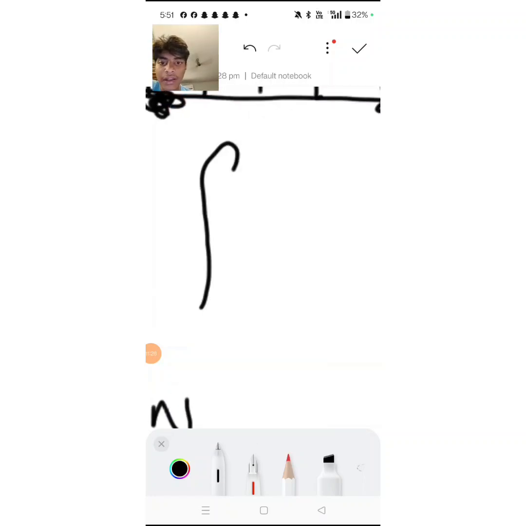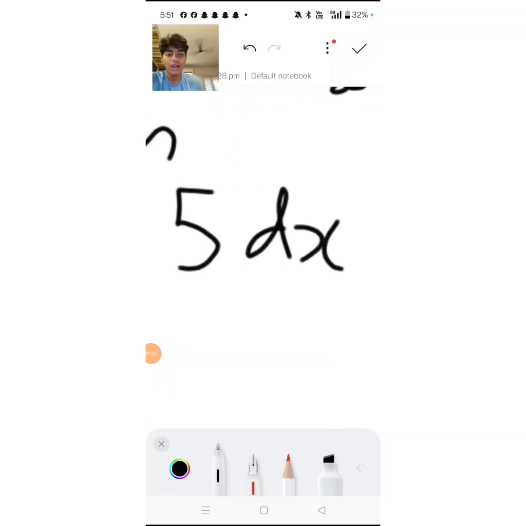Now you have an integral here and you have a constant. Let it be any random constant. It would be 5, right? 5 dx. How would you exactly solve this?